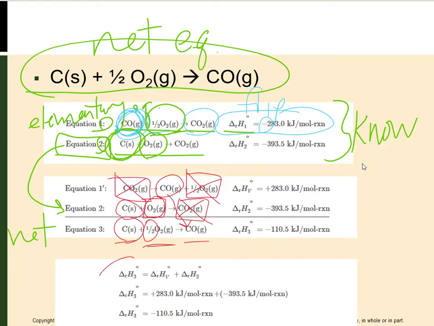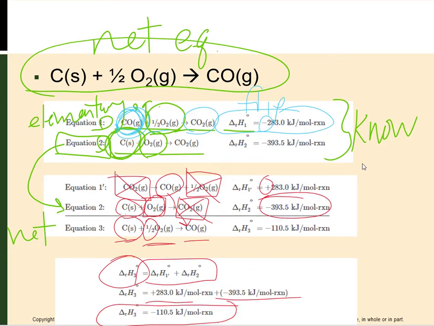So then all we do to find my delta H, my enthalpy for this net equation, I just add the enthalpies of my elementary equations. And remember, we had to flip the sign. That was it of the first one. So we can just add these together now. Positive 283 plus a negative 393 to get the delta H for carbon plus half of an oxygen to give me carbon monoxide.